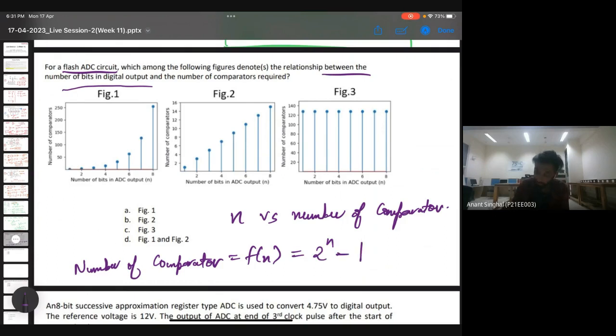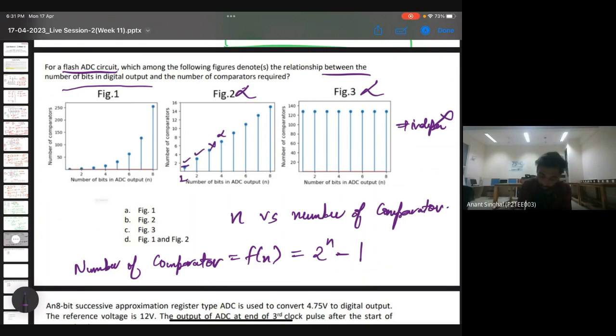So figure 3 cannot be the answer since it is independent of n, or it is constant. Then figure 2: for 1 we have 1, which is fine, and for 2 we have 3, which is also fine, but if we take, let's suppose, 3, we should have 7 comparators, so it is not 7. And for 4 we should have 15, so it is not 15, so figure 2 is also wrong.